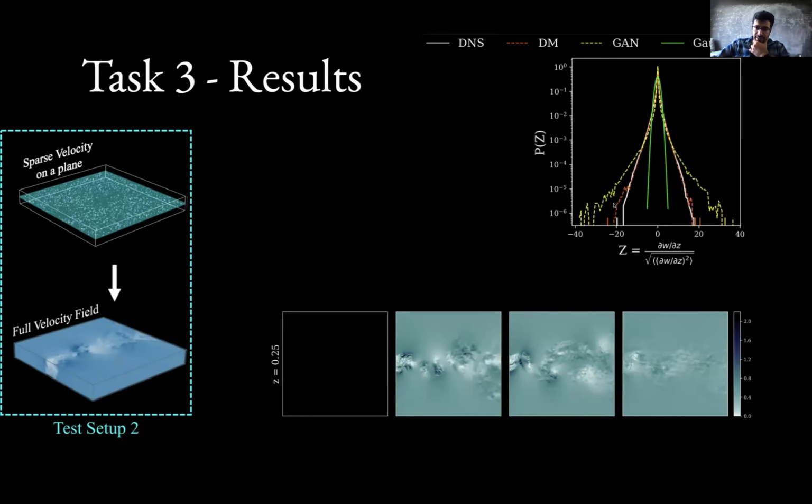We compare the intermittency here, which is the probability distribution function of the velocity gradient. And again, we see the diffusion model's prediction is aligned with the DNS, while the GAN is not able to do it properly. It overestimates the high gradients.